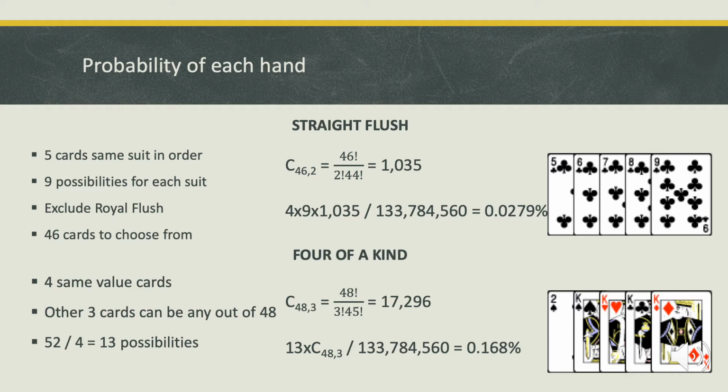When we calculate the combination of 46 cards, just getting 2 random ones, we find that there are 1,035 possibilities. So having 1,035 possibilities times the 4 possible suits, times the 9 possible outcome combination orders for each of the suits, and dividing all of that by the overall number of combinations that we have for 7 cards on a deck, we find a 0.0279% chance of someone getting a straight flush when playing Texas Hold'em.